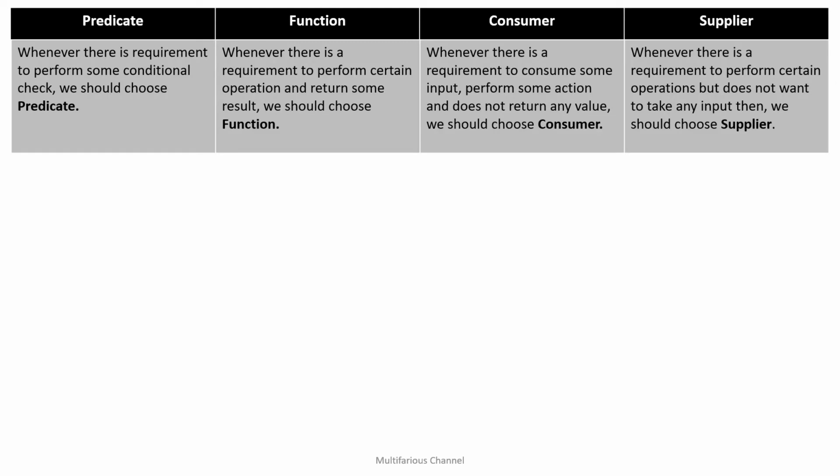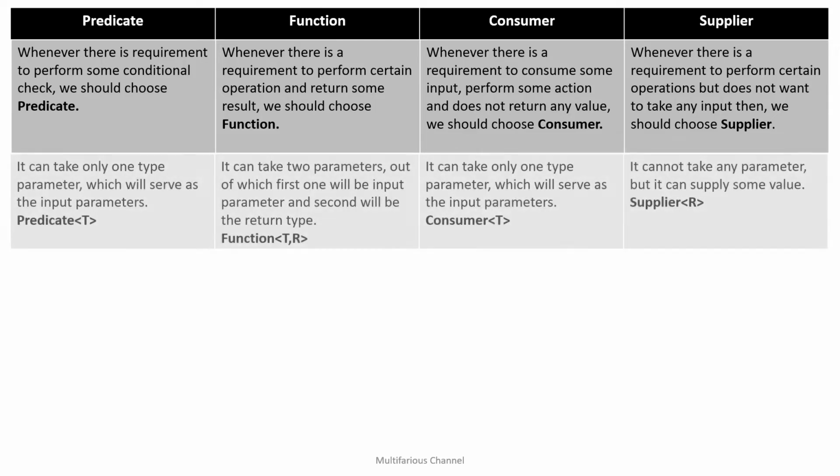Whenever there is a requirement to perform some conditional check, we should choose a predicate. Whenever there is a requirement to perform some operation and return some value as an output, we should choose function. Whenever there is a requirement to consume some input, perform some action, and not return any value, then we should choose consumer. Whenever there is a requirement to perform some operation but not take any input value, then you should go for supplier.